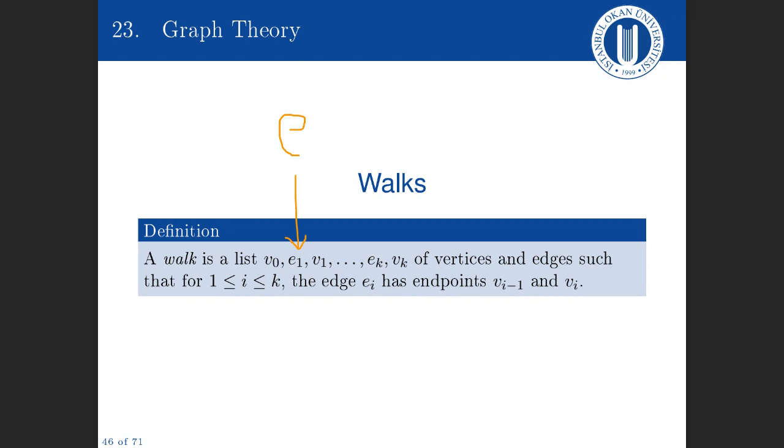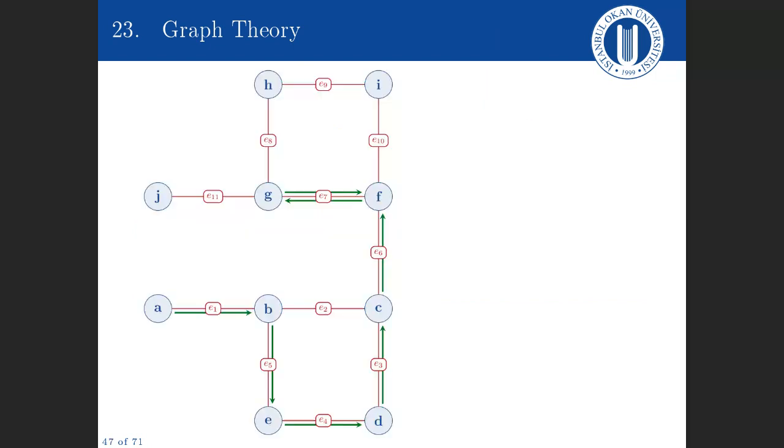E1, for example, is the edge which connects V0 to V1. So, for example, let's suppose we started at vertex A, and from A we walk to B, and then from B we walk to E. From E we walk to D, and then from D we walk to C, we walk to F, we walk to G, and then we walk back to F. We could write this as a list of vertices and edges.